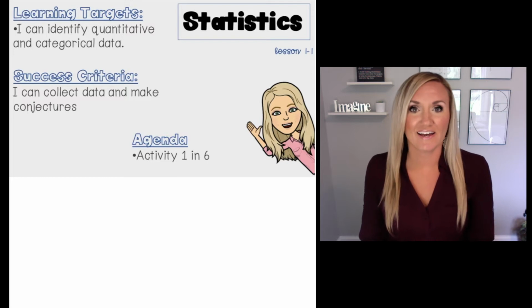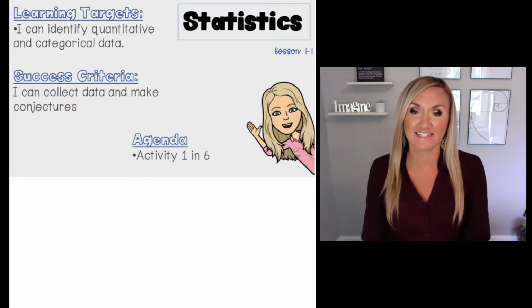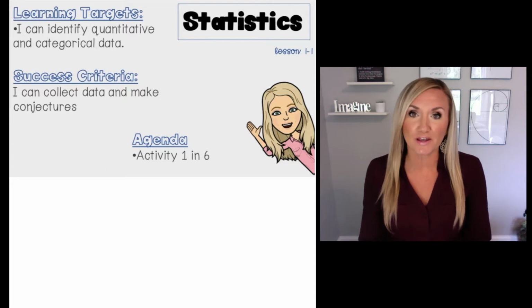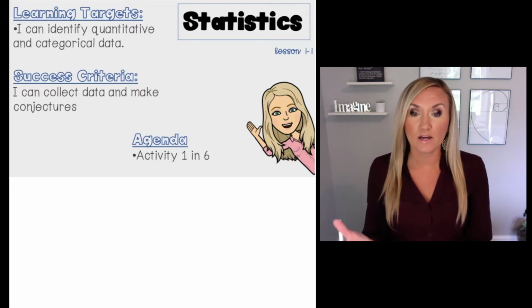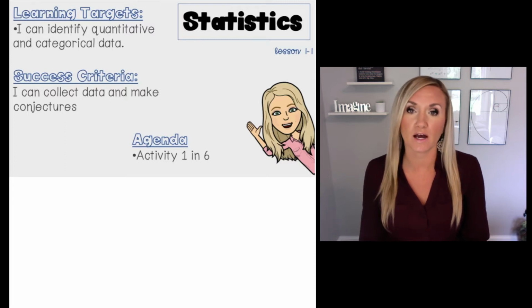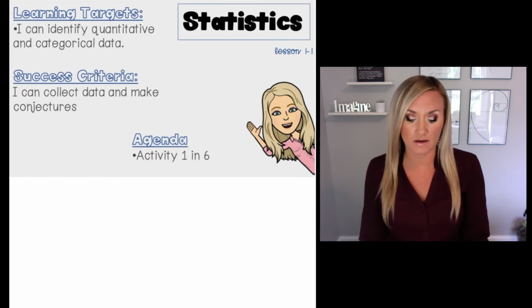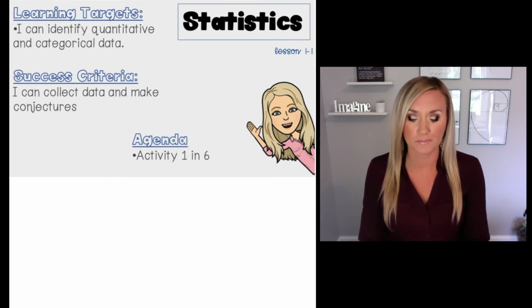Alright, guys, welcome to our very first real lesson in statistics. Our learning target for today is that you are going to be able to identify quantitative and categorical data. And then we're also today going to collect data and make conjectures.